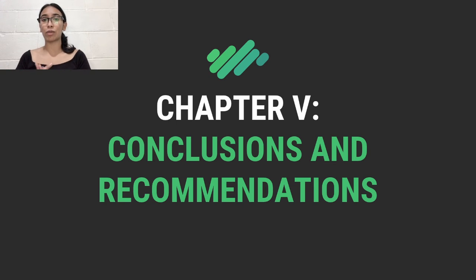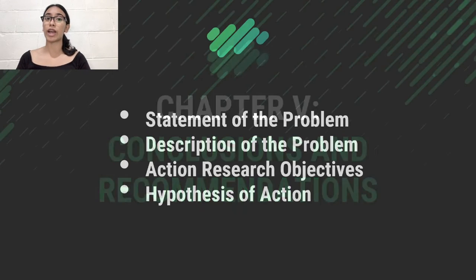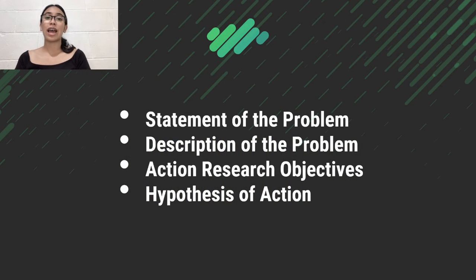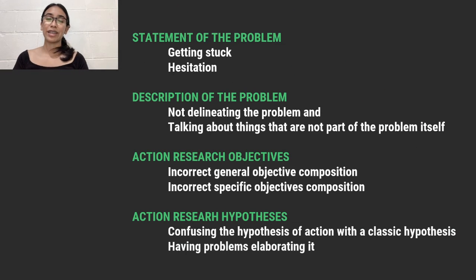The following information represents the variables: statement of the problem, description of the problem, action research objectives, and hypothesis of action. And to come up with the following conclusions, first, the researchers observed students' ability to write the statement of the problem and the indicators, getting stuck and hesitation. Second, they analyzed the students' capacity to describe the action research problem and the indicators, not delineating the problem and talking about things that are not part of the problem itself.